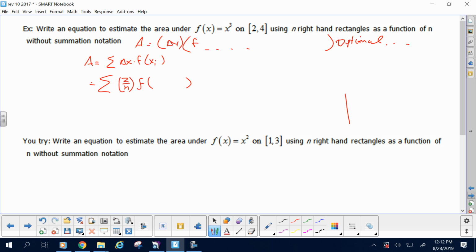Think visually here. If I start at 2 and I go over a 2 over n to get to my first x, then what's the first x? 2 plus a single 4 over n. And what's the second x? 2 plus 2 4 over n's, right? So generally, isn't the height always, yes?